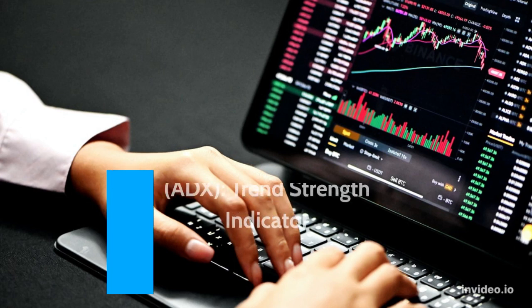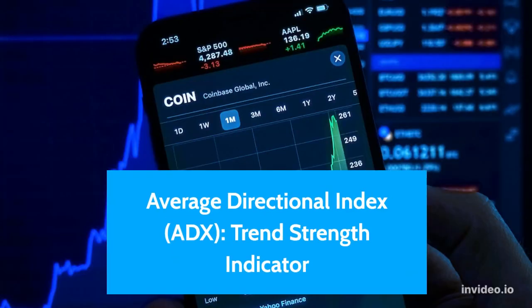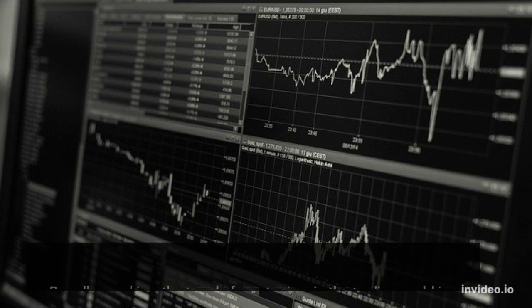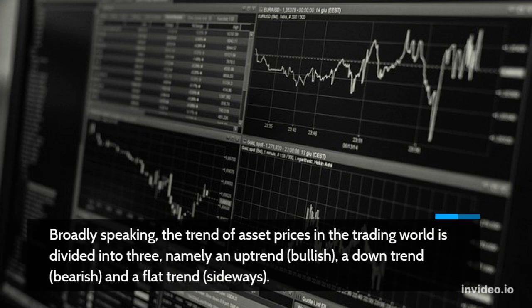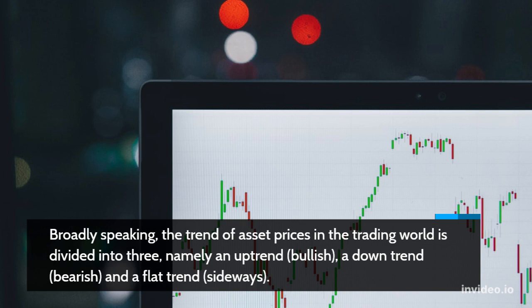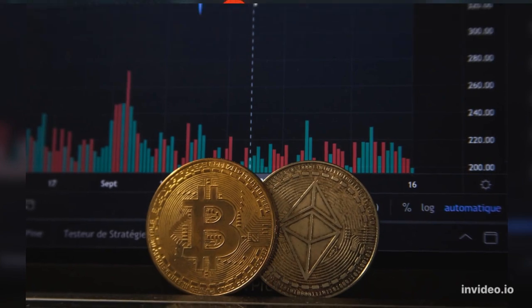Average Directional Index, ADX, Trend Strength Indicator. Broadly speaking, the trend of asset prices in the trading world is divided into three, namely an uptrend, bullish, a downtrend, bearish, and a flat trend, sideways.